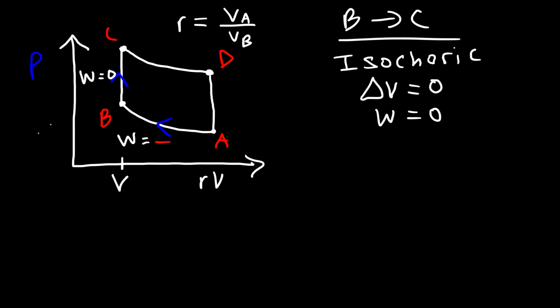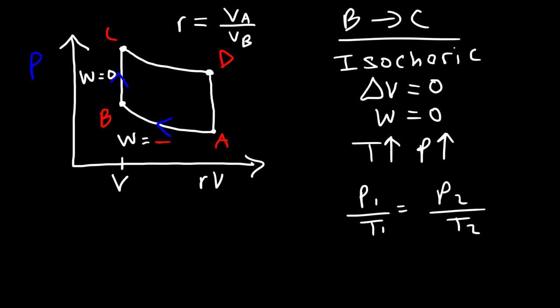Now notice that the pressure is increasing as we go from B to C. And the only way for that to happen is if the temperature goes up, and the pressure will go up at constant volume. So therefore we have this relation: P1 over T1 is equal to P2 over T2 at constant volume.